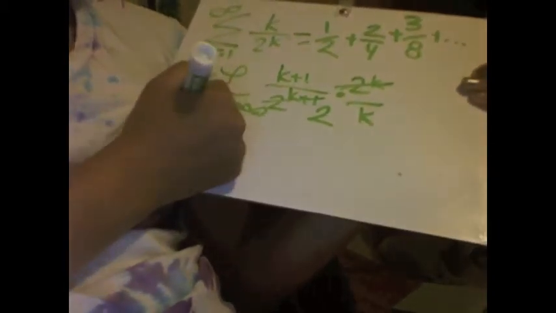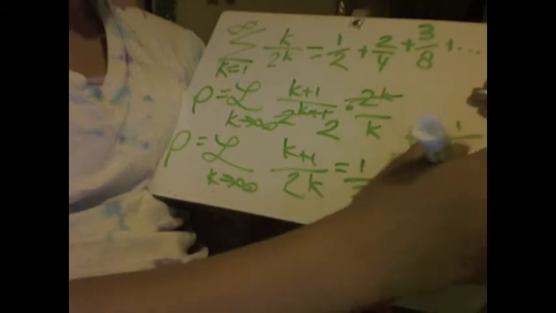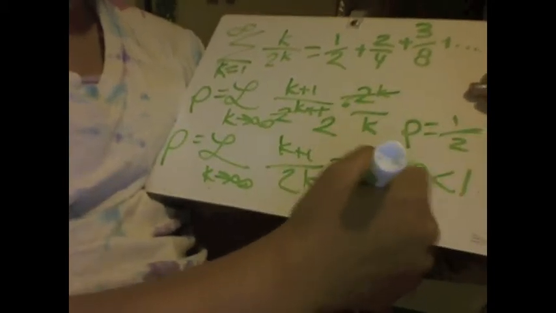So rho equals the limit as k approaches infinity of k plus 1 all over 2k. And as k gets infinitely big, this is going to equal 1/2. So rho equals 1/2. And since rho is less than 1, this series will converge.